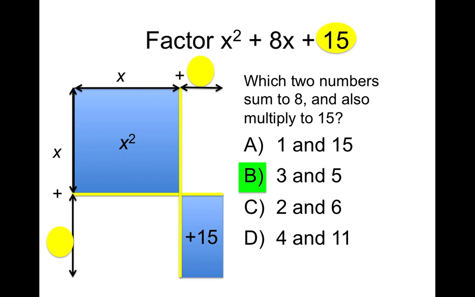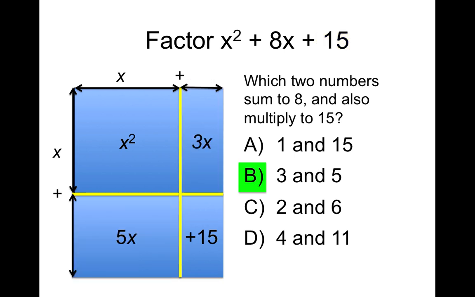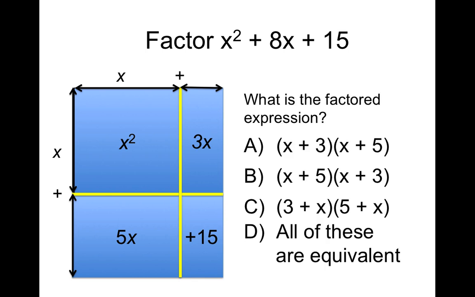Three plus 5 is 8. Also, 3 times 5 is 15. So our missing area regions are going to be 3x and 5x. So what do you think the factors will be that we can multiply together to make x squared plus 8x plus 15?